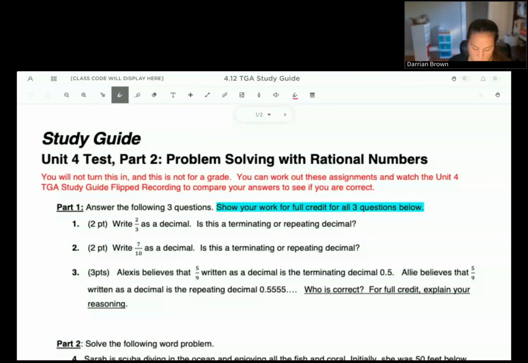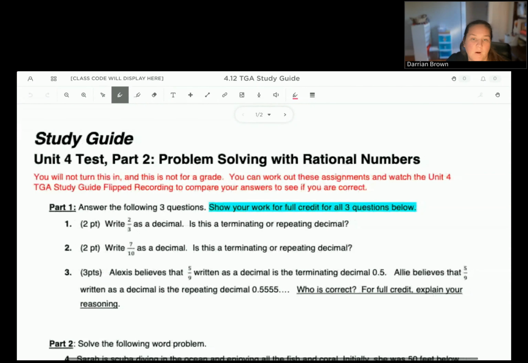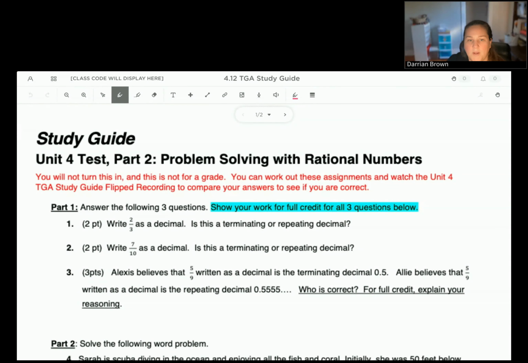All right, so I'm going to be covering the 4.12 TGA study guide today. However, the study guide for the TGA and the actual real TGA are the exact same thing, the same questions, the numbers just changed. So if you follow how I am solving the problems on this study guide, you should be able to do the exact same thing on the real TGA and get the correct answer. So we'll start here with part one.